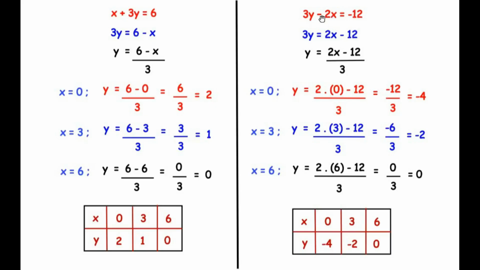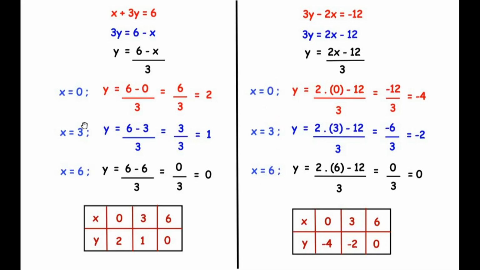Now again we are going to take y terms on one side of the equal to sign and the rest of the terms on the other side. So here we have taken negative 2x on the other side of the equal to sign. So we get 3y is equal to negative 2x becomes positive 2x minus 12. Now taking this 3 on the other side of the equal to sign, we get y is equal to 2x minus 12 over 3.